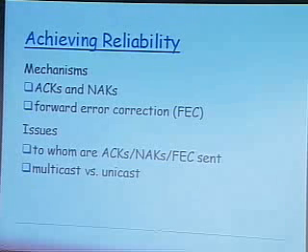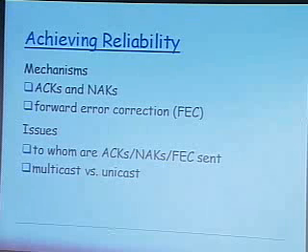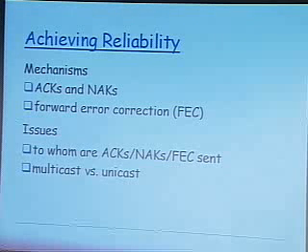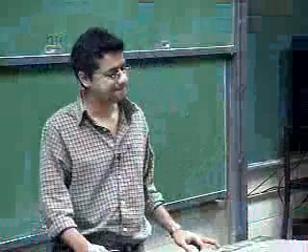The issues that are involved with achieving reliability is to whom do we send the ACKs, NACKs or FEC packets. These ACKs or NACKs can either travel back all the way to the sender, or they could be processed locally or hierarchically, and that can improve efficiency. Again, there's another question whether these ACKs, NACKs should be multicast to the group, or are they unicast back to the sender. Both have their trade-offs.